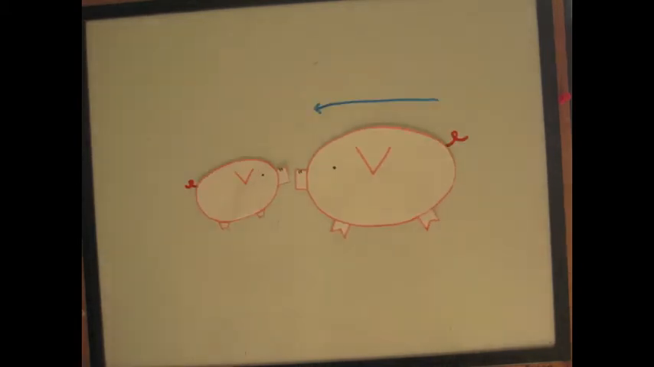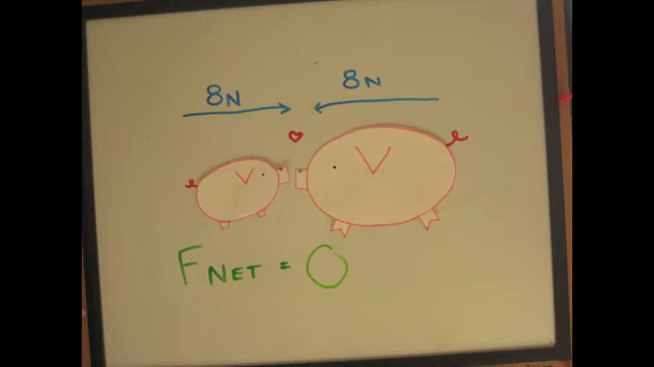The masses of two objects do not affect this law. For example, if a big pig pushes against a small pig with 8 newtons to the left, the small pig will exert a force of 8 newtons to the right, despite the difference in their masses. This also results in a net force of 0.